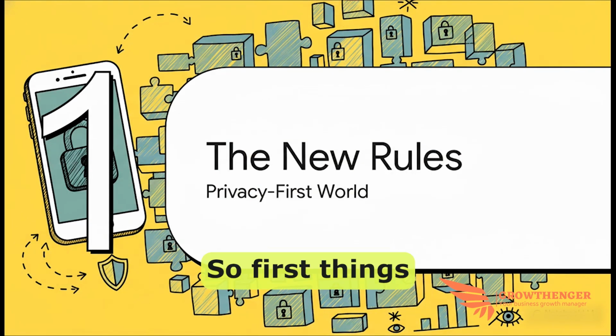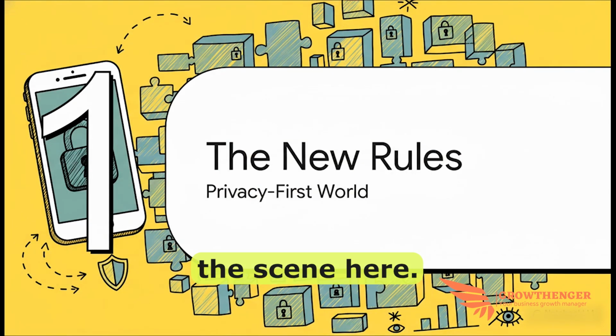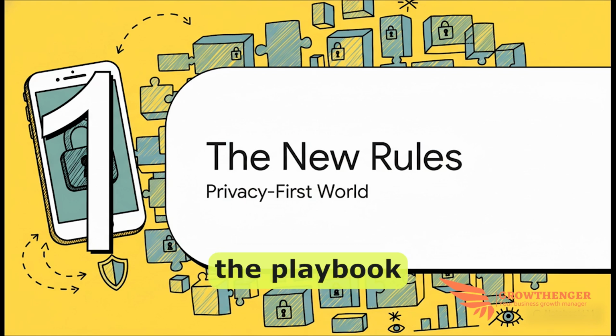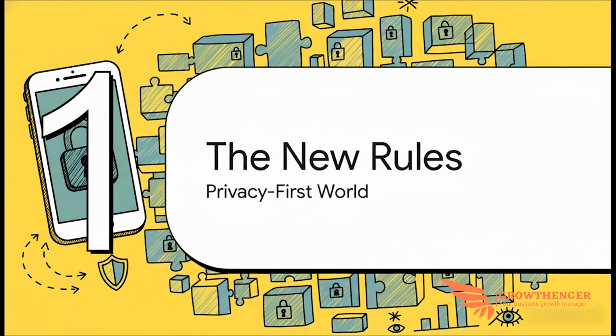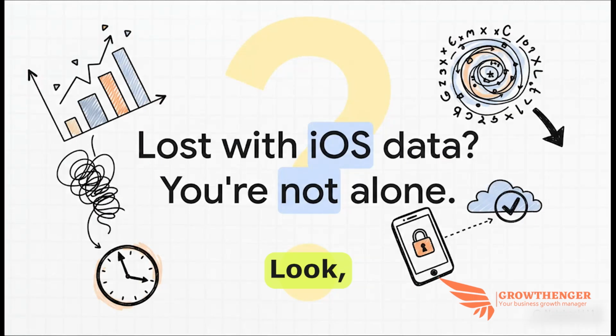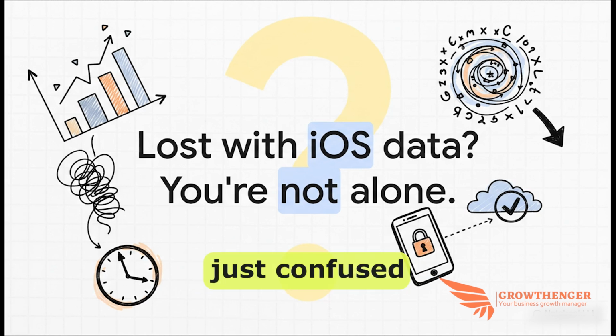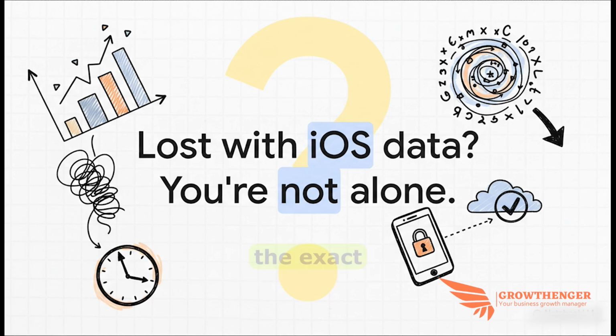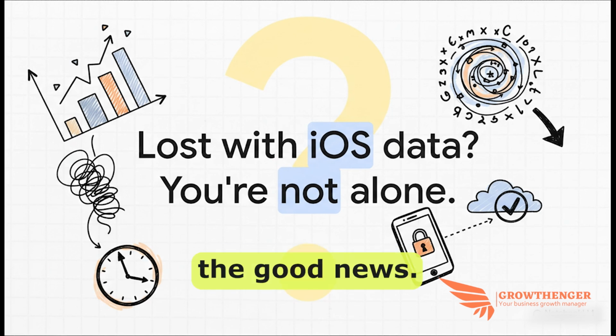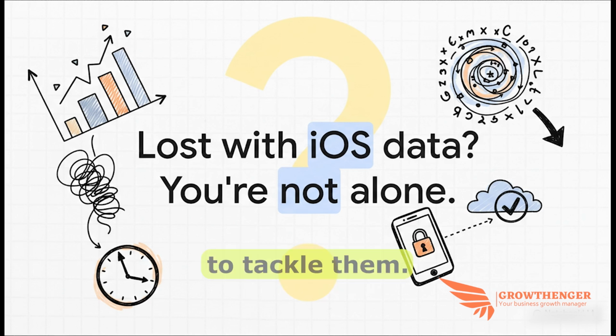All right, so first things first, let's set the scene here. Apple's intense focus on user privacy has completely rewritten the playbook for marketers. We are all living and working in a brand new privacy-first era. Look, if you've been pulling your hair out over missing conversion data, or you're just confused by all the delays and weird metrics, I get it. You are absolutely not alone. These are the exact challenges every single marketer is dealing with right now. But the good news is there are clear ways to tackle them.